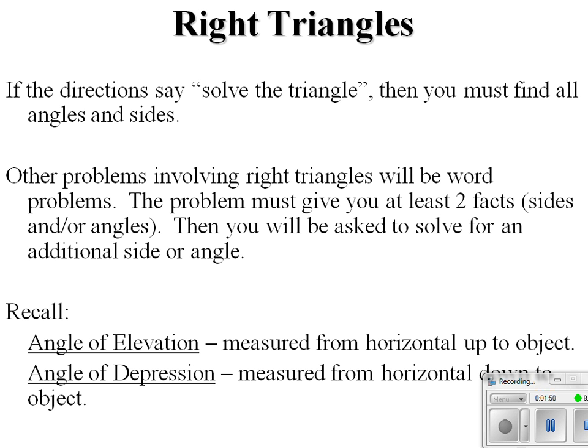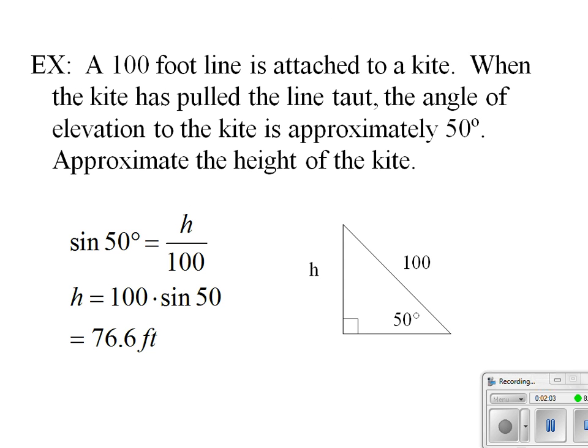Sometimes people will put the angle in the wrong place when they're drawing in their triangle, so you just have to be careful. Angle of elevation, likewise, if you're standing on the ground looking up at a tall building, then from horizontal up is going to be your angle that they're giving you.